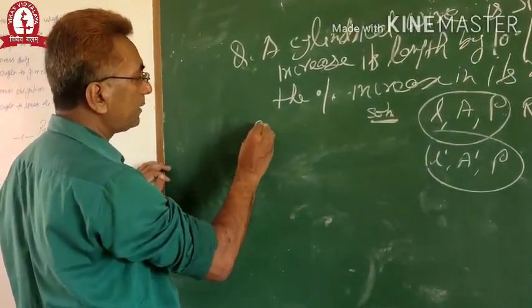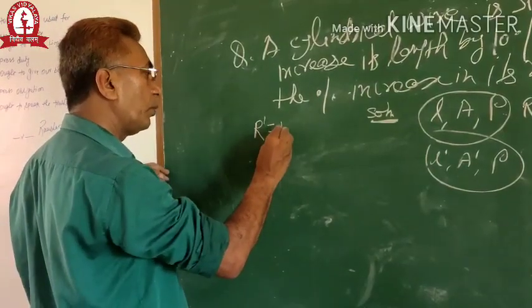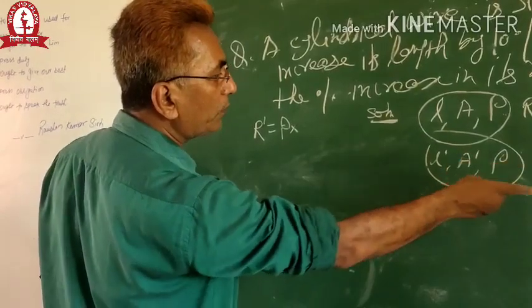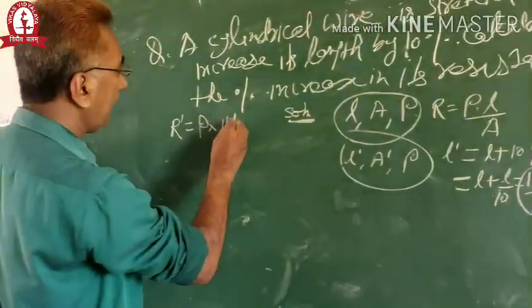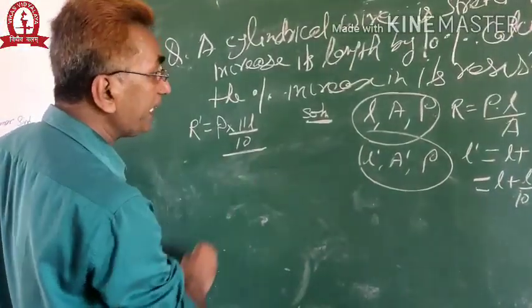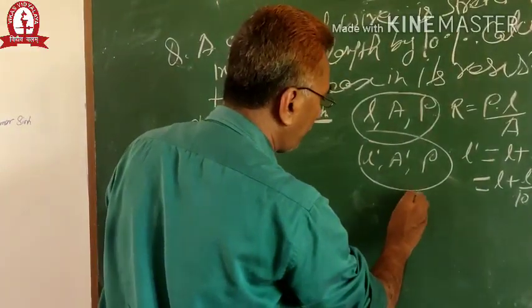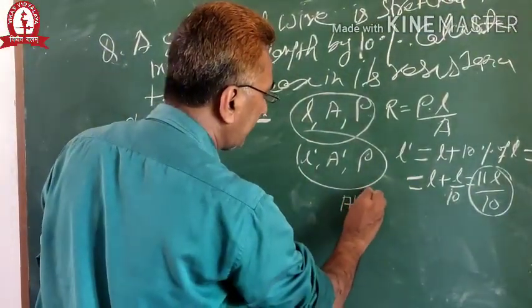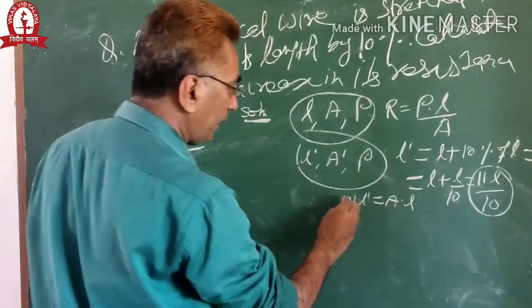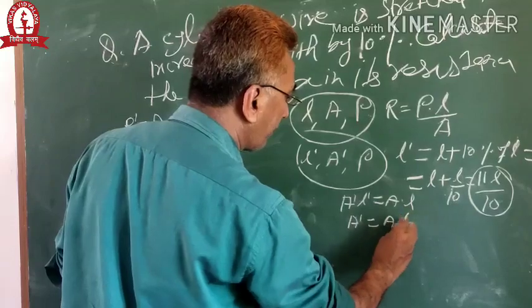See here, R dash, the new resistance, is equal to rho into L dash by A dash, where L dash is equal to 11L upon 10. A dash I have not calculated, so I have to calculate it first. You have the formula for that: A dash into L dash is equal to A into L. Taking this into account, A dash is equal to A into L upon L dash.